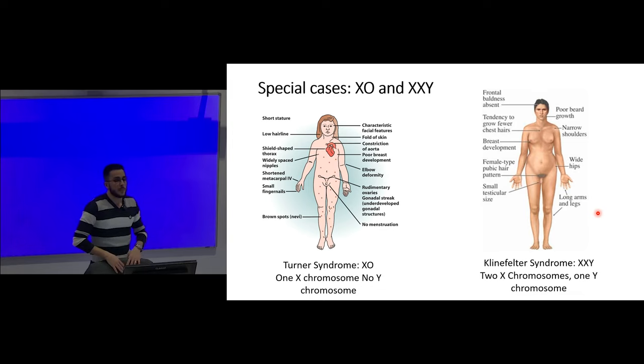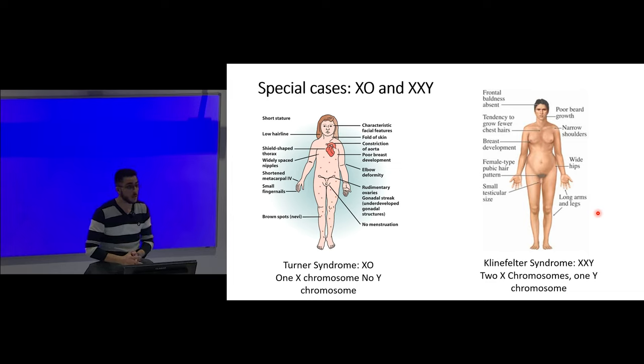Special cases. These are two things that happen in society. Probably they passed by you, but you didn't know. These are two syndromes called Turner syndrome and Klinefelter syndrome. In Turner syndrome, you have one copy of the X chromosome and no copy of the Y chromosome. So you end up as a female, but short stature, infertile, and things like this, okay? Klinefelter is the opposite. You have two X chromosomes, one Y chromosome, and then you end up with features from both sexes, okay? So you're like a mix of both, okay?